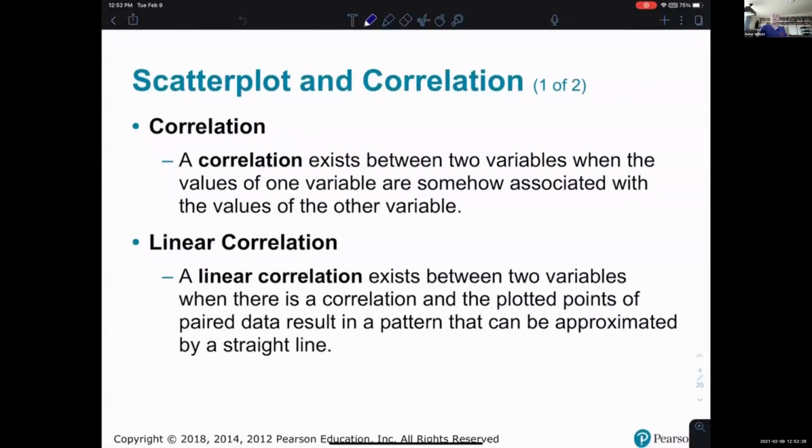So definitions. Now they're going to define these words. They've already been talking about correlation. What does that mean? A correlation exists between 2 variables when the values of one variable are somehow associated with the values of the other variable. Now, also notice they're talking about 2 variables here, and that's why they're saying paired data.